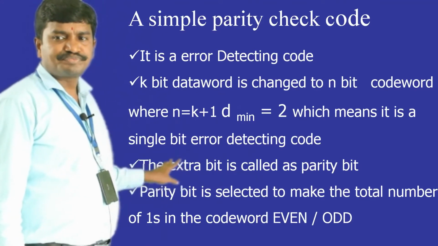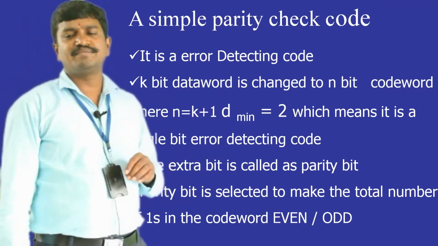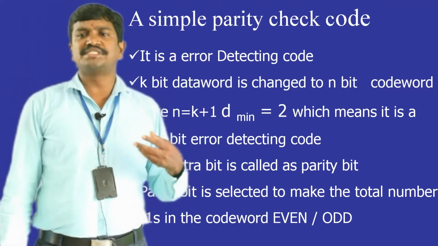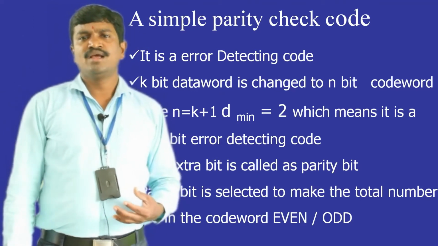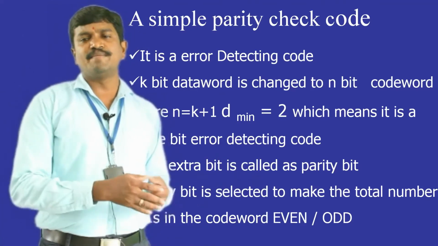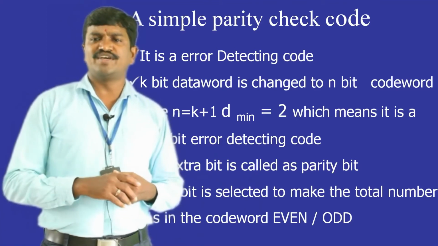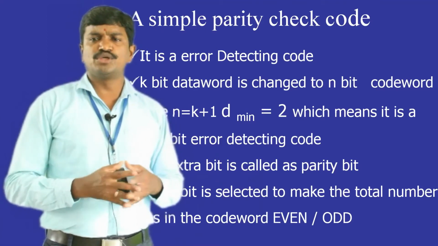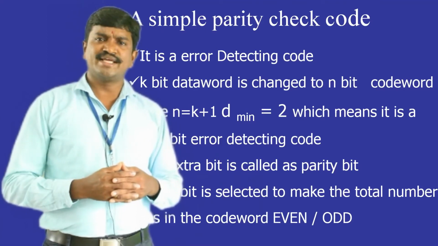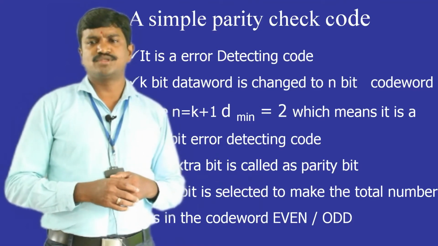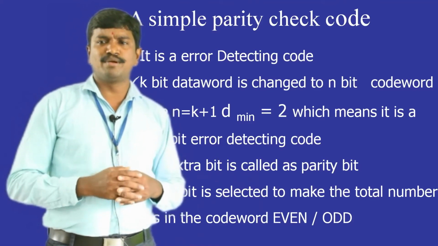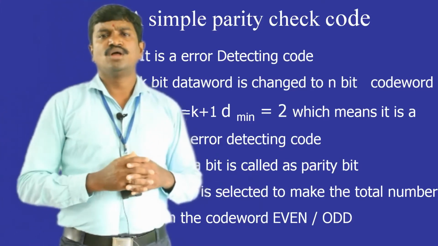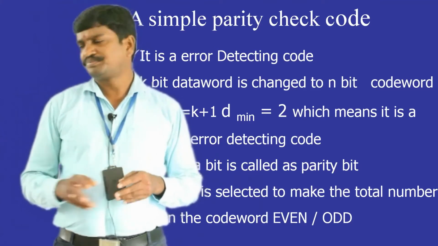And now the parity bit is selected in such a way that the total number of ones in the code word becomes even or odd. That depends on the parity code we use. If you are using even parity, select the parity bit in such a way that the total number of ones in the code word must be even. And if you are using odd parity, the total number of ones in the code word must be odd. So this is a simple brief about the simple parity check code. This way it works only for error detection, and that too, only odd bit errors are caught.